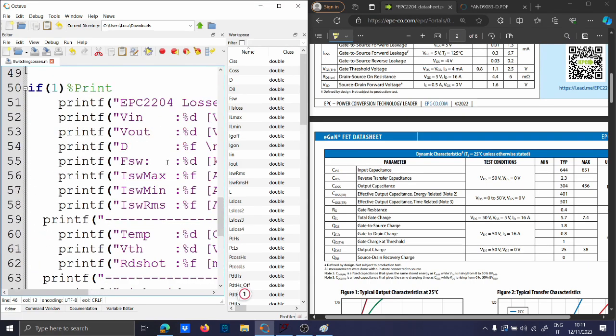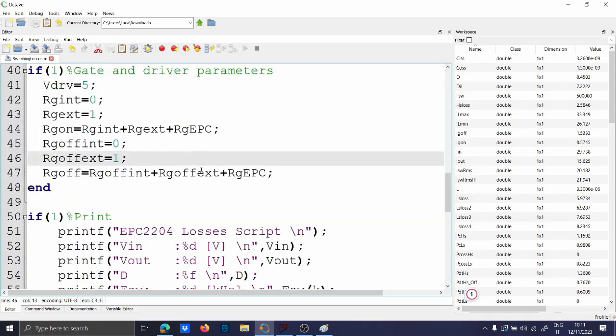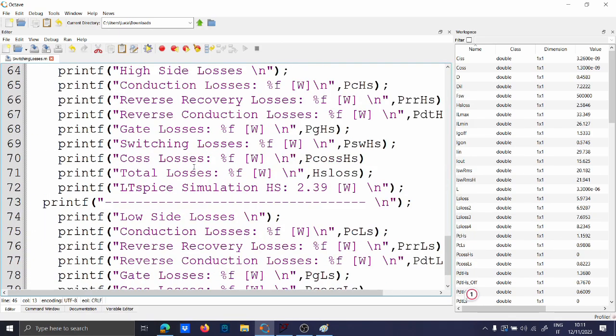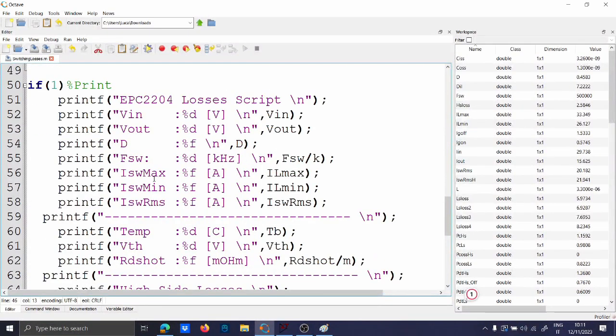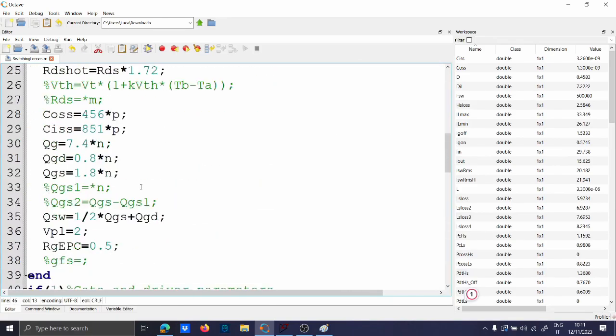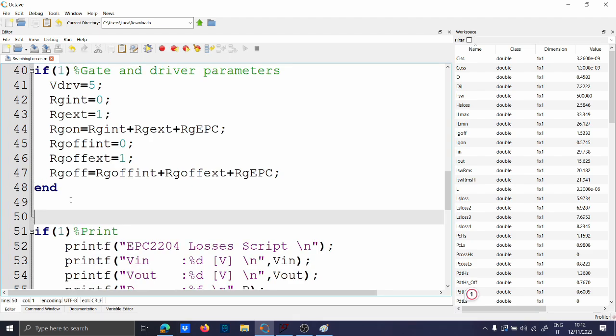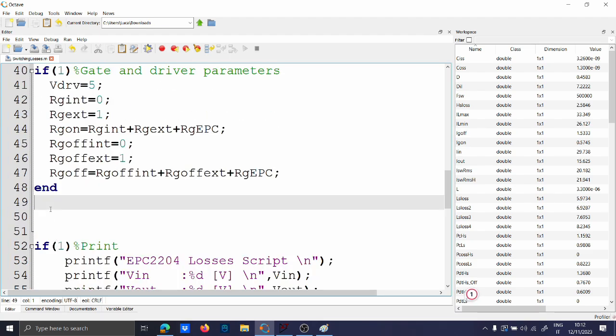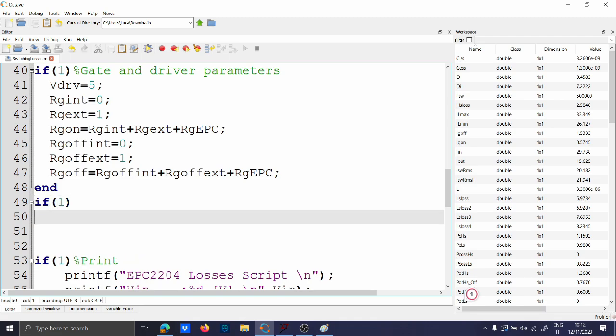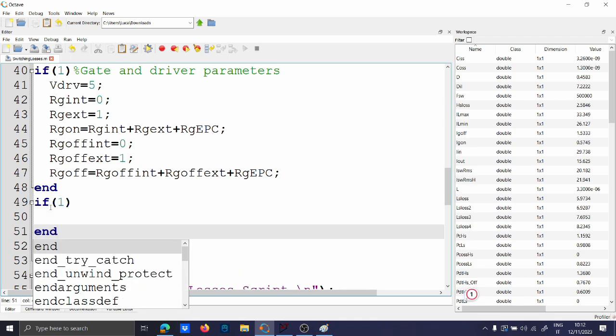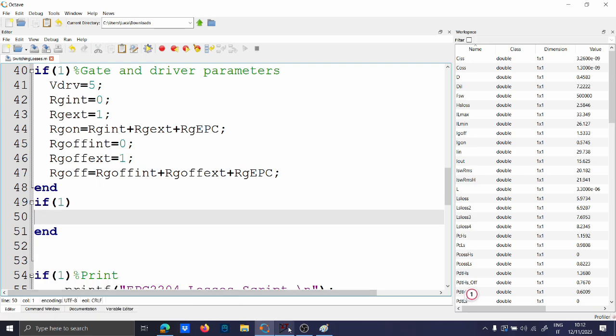And now, as you can see, I've already prepared the print of the conduction losses, the VDS, the VC, V in, V out, the first switch, everything. I prepared everything. Okay. So now we need the parameters of the inductor. So we need to calculate first the parameters of the inductor. We need to know everything about the inductor.